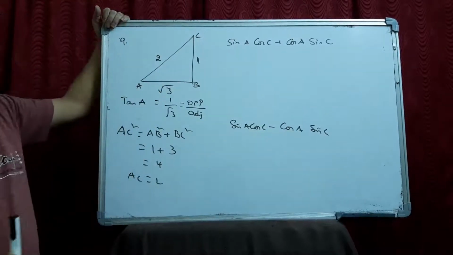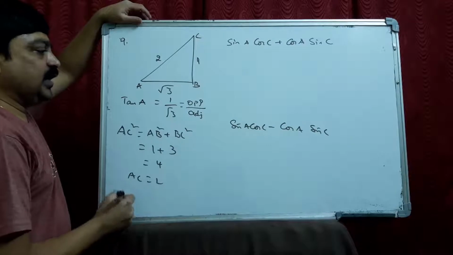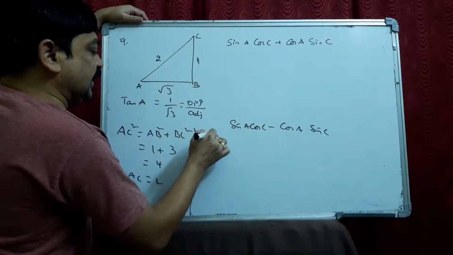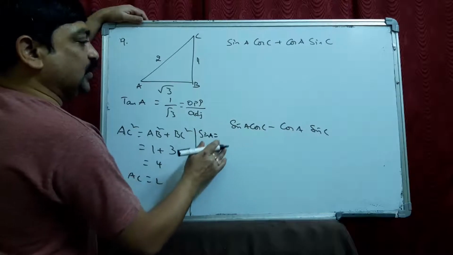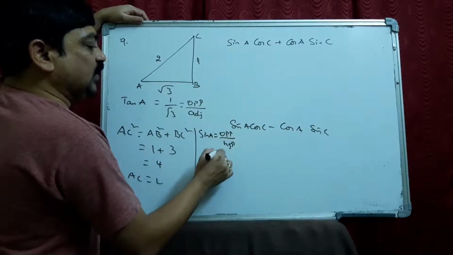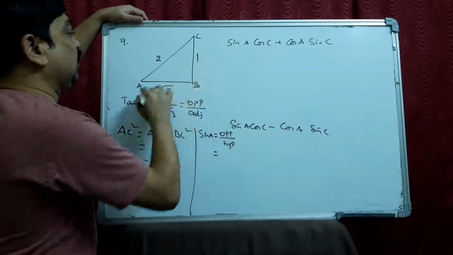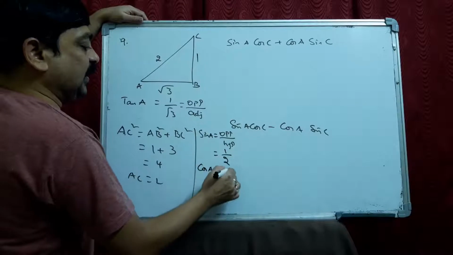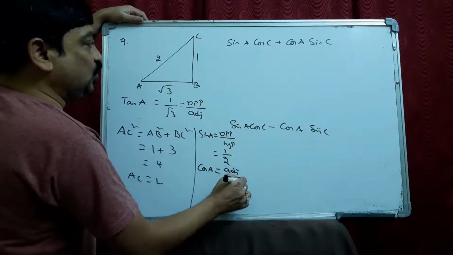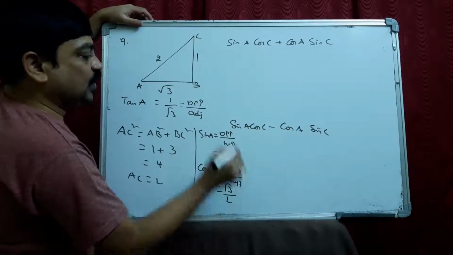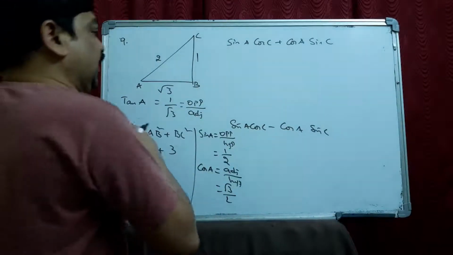Now after getting this, let us find out all the values. Sin A, cos A. Sin A is opposite by hypotenuse. I am writing here opposite by hypotenuse. That is equal to 1 by 2. Cos A is adjacent by hypotenuse. Adjacent to A, that is root 3 by 2. Okay. In the same way, I will write here later.